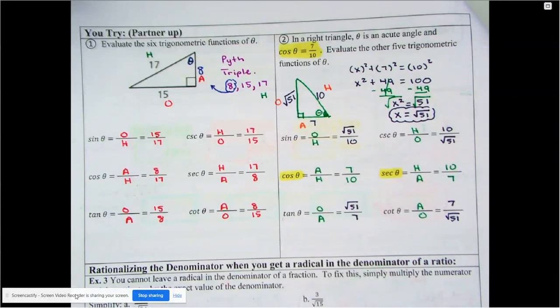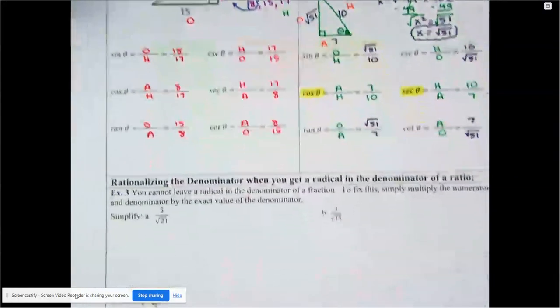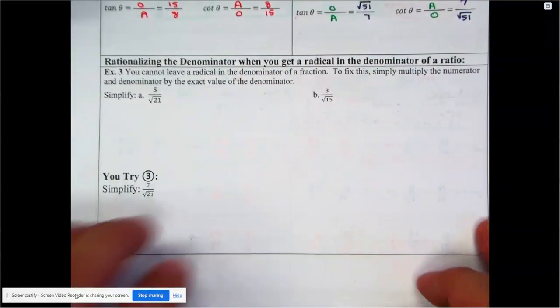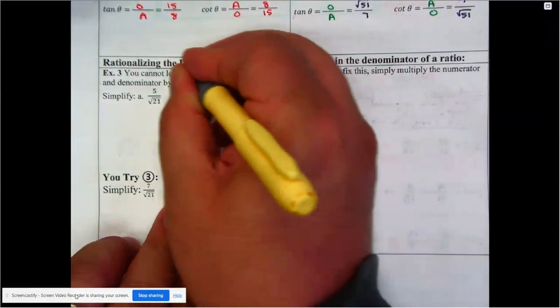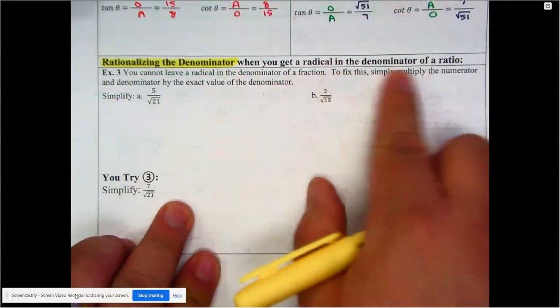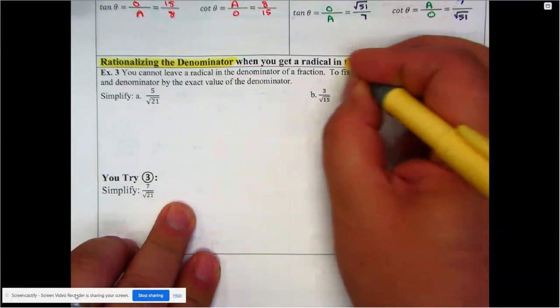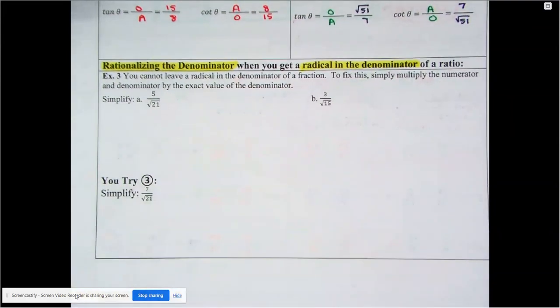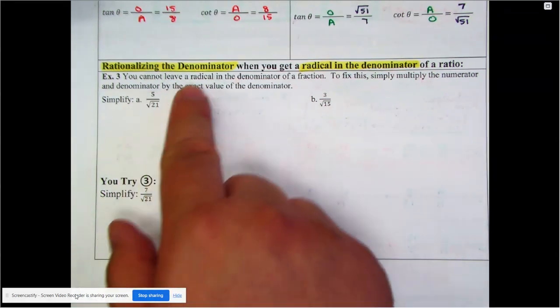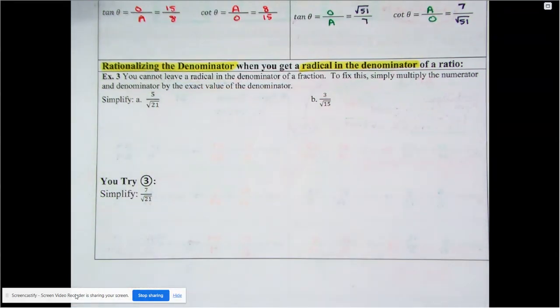So the next topic down below says rationalizing the denominator. When you get a radical in the denominator of a ratio. So remember, radicals in the denominator tend to be an issue for some people. At higher levels of math, honestly, we don't really care too much that there's radicals in the denominator. But we also have to remember how to get rid of them just in case. So it says, you cannot leave a radical in the denominator of a fraction.